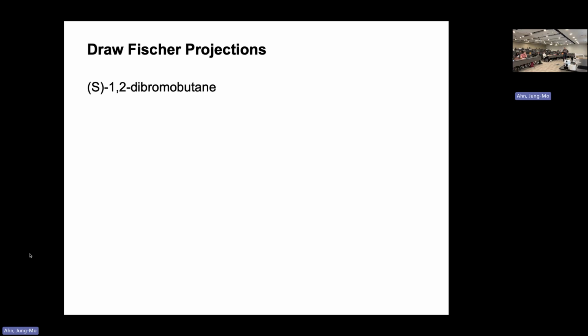S-1,2-dibromobutane. So it's a butane, right? A 4-carbon chain. And then 1,2-dibromo. So we've got the 2 bromines. One is on carbon number 1, the other is on carbon number 2.